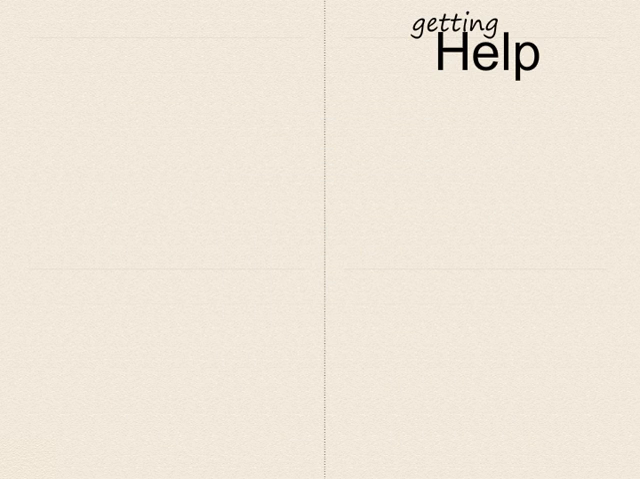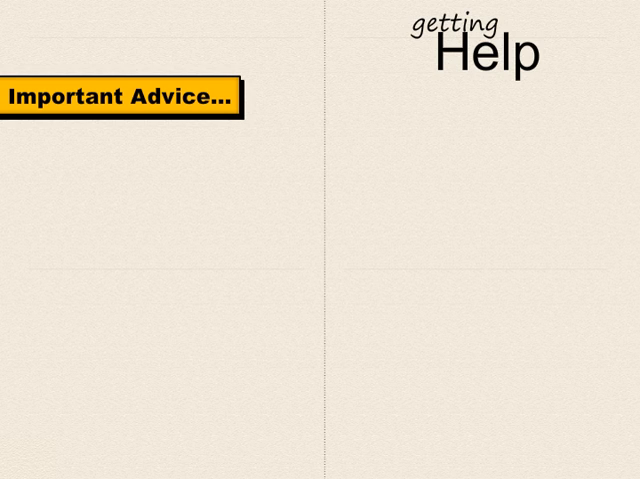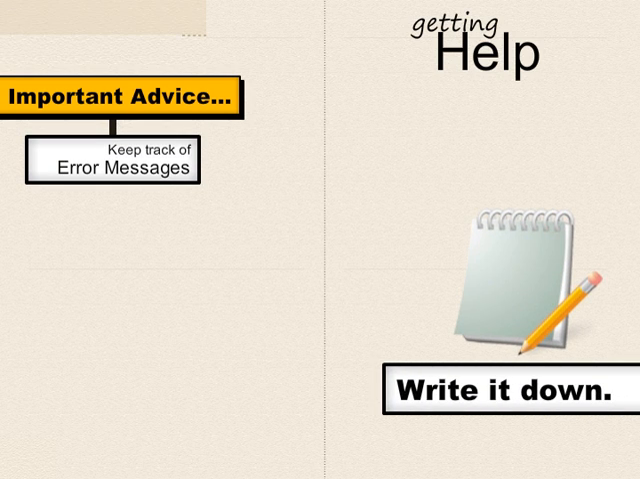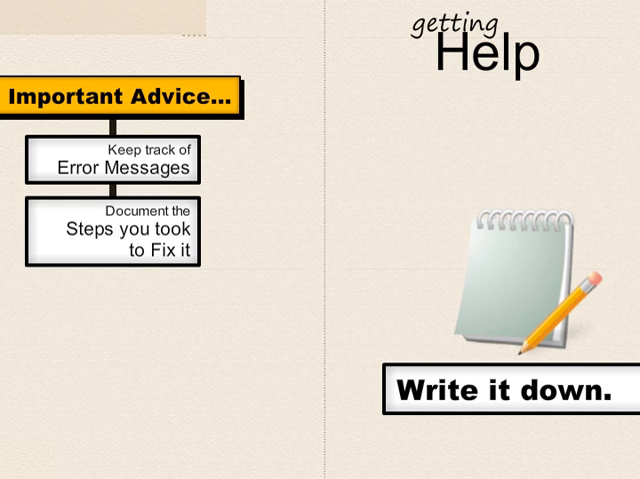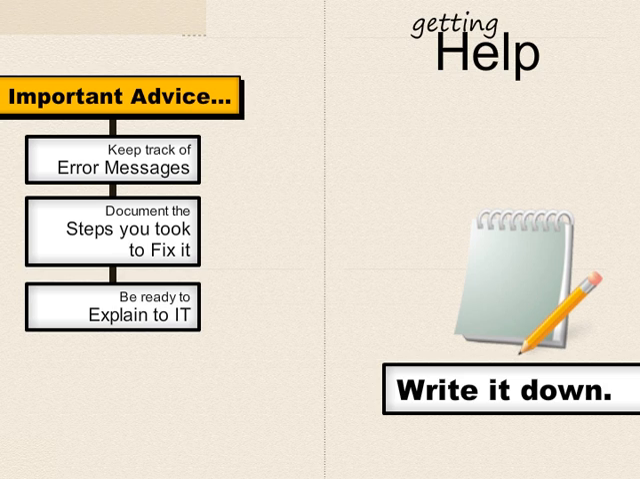Here is some important advice. When attempting to solve a technical problem on your computer, keep track of any messages your computer displays and the steps you've taken in your attempt to fix it. If the problem is really complicated, you might need to explain to tech support everything you've done to try and fix it on your own.